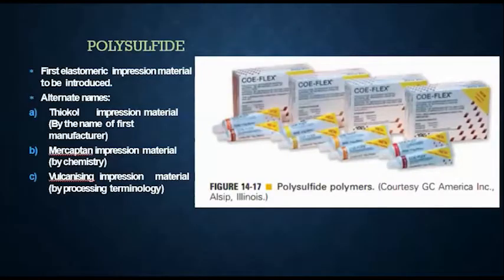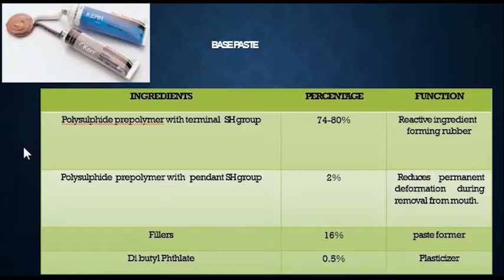Now coming to the different elastomeric impression materials, the first one is polysulfide. It was the first elastomeric impression material introduced in the market. It's also known by other names such as thiokol impression material, Metcalfe impression material, or vulcanizing impression material. The processing terminology used for manufacturing polysulfide is vulcanizing. It's made by using vulcanizing rubber. Now coming to the composition, it consists of a base phase and a catalyst or reactor phase.